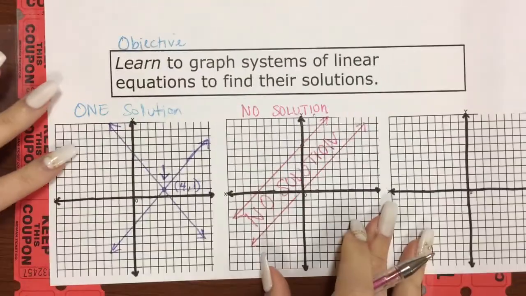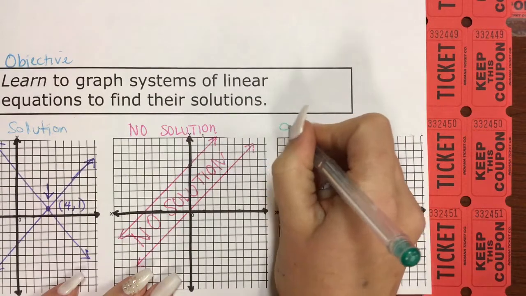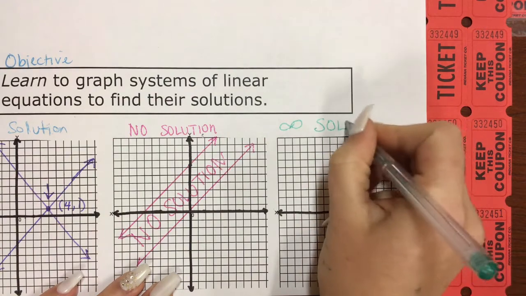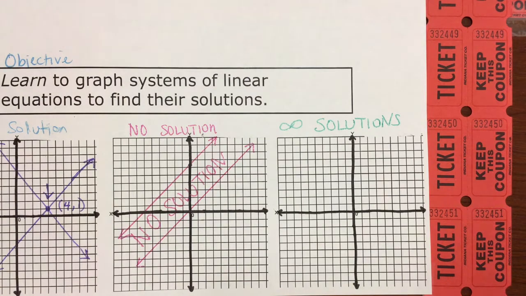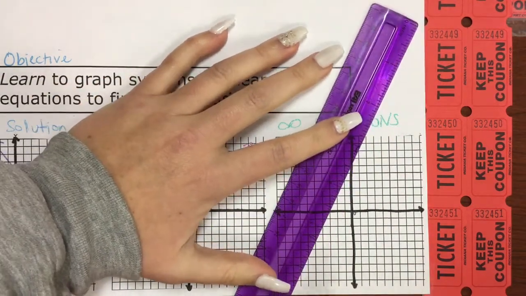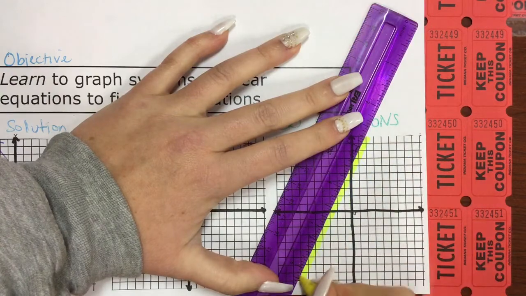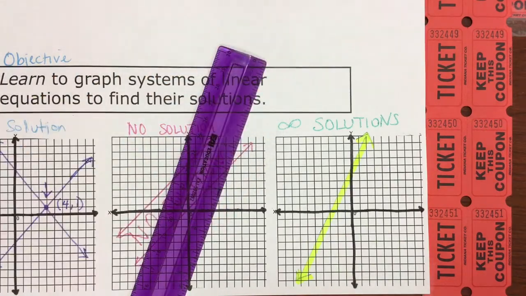Okay, we have one solution, no solution. The last one is infinite solutions. And what this means is I have a line, could be any line right here. This is going to be my line here. It's a lovely line, right? Do you see that line there? There is my line.